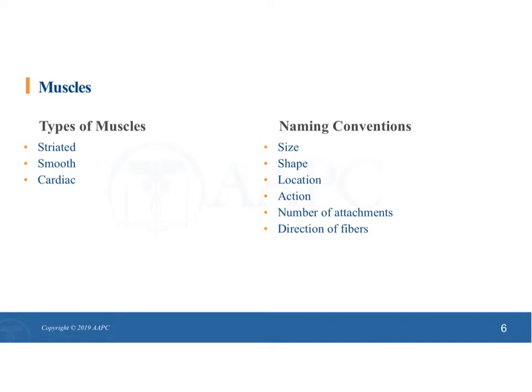Examples of muscles named for the number of origins is the biceps, such as the biceps brachii. Muscles can be named for the direction of orientation of fibers, so oblique is diagonal, circularis is circular.